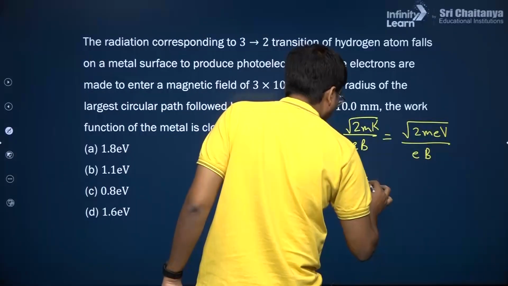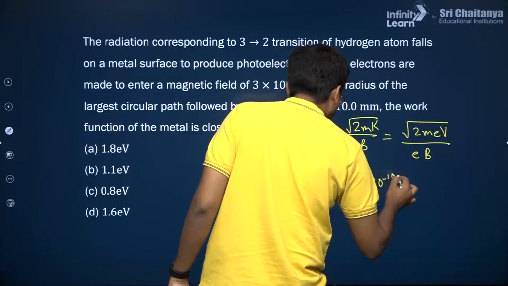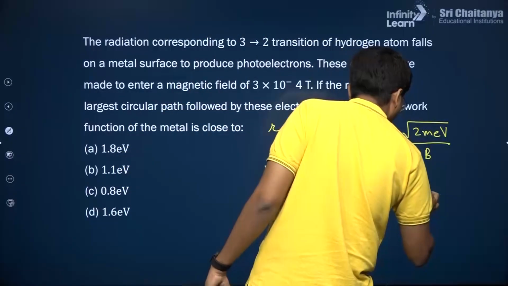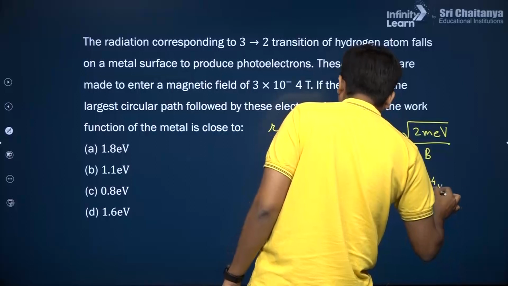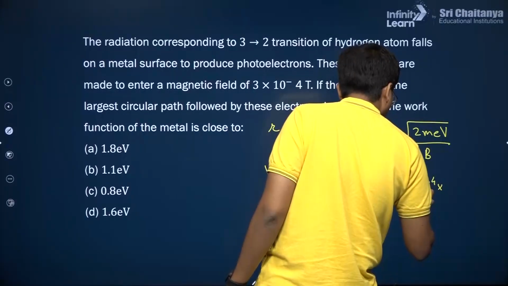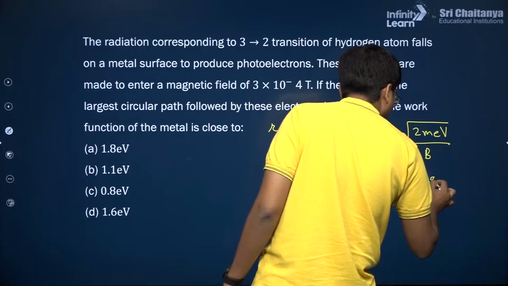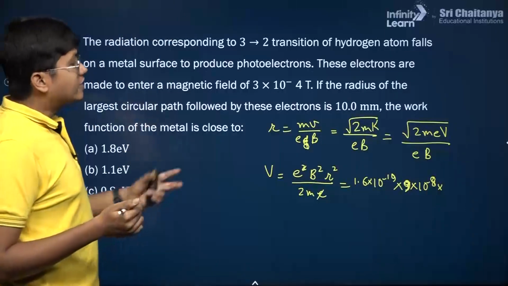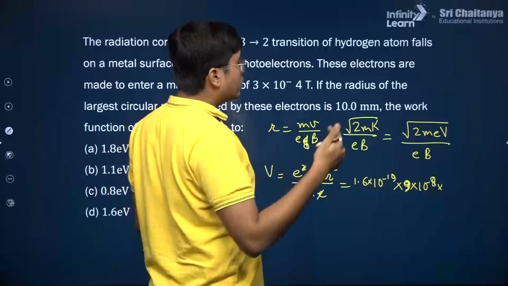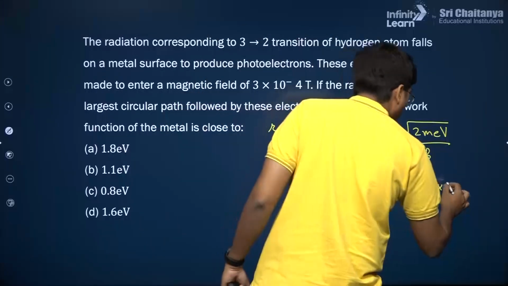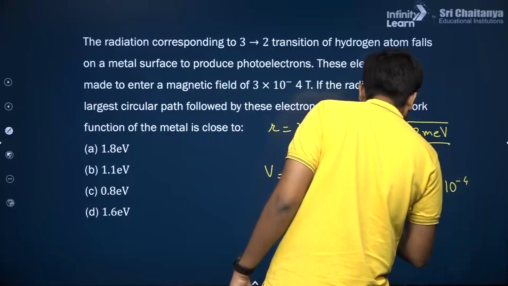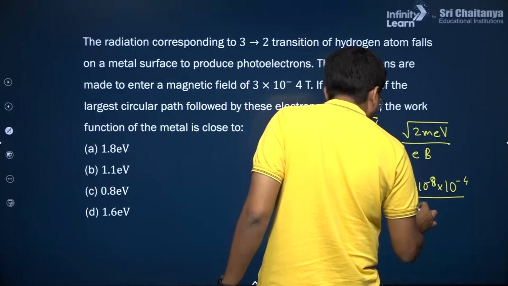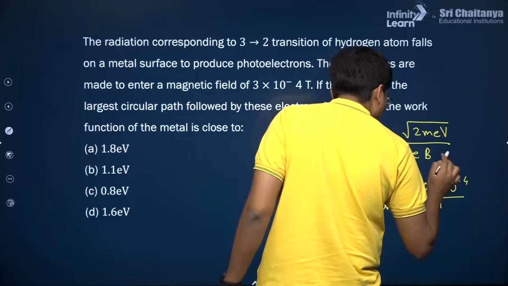If I put 1.6 into 10 to the power minus 19 into magnetic field is provided 3 into 10 to the power minus 4. So 3 into 10 to the power minus 4 square. So this, let's make it 9, 10 to the power minus 8. You have R square. R is given. Where is the radius? It's 10 millimeter. So 10 to the power minus 2 meter, 1 centimeter. So squared makes it 10 to the power minus 4, divided by, you have 2m, that is 2 into 9.1 into 10 to the power minus 31.